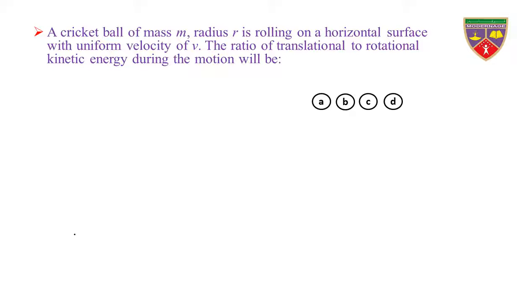A cricket ball of mass m, radius r is rolling on a horizontal surface with uniform velocity v. The ratio of translational to rotational kinetic energy during the motion will be: option A, 2 to 5; option B, 5 to 2; option C, 1 to 2; option D, 2 to 1. The key is 5 to 2. Therefore, the correct option is B.